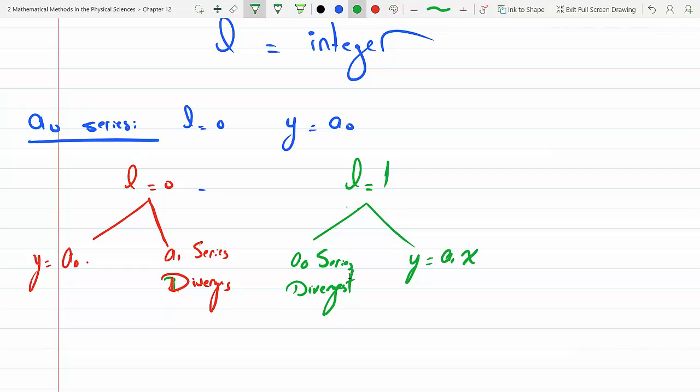For each positive integral of L, you get a polynomial, and each one of these polynomials will have an arbitrary constant, a0 if the a0 series converges, and a1 if the a1 series converges. So for example, for L equals 0, the y was a0. For L equal 1, the y was a1x, and so on and so forth.